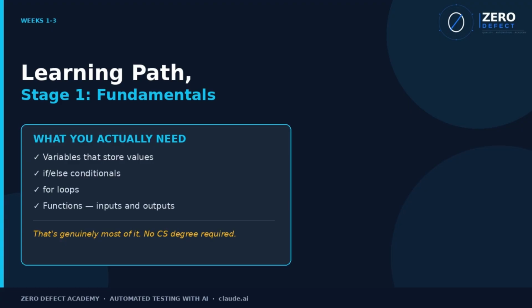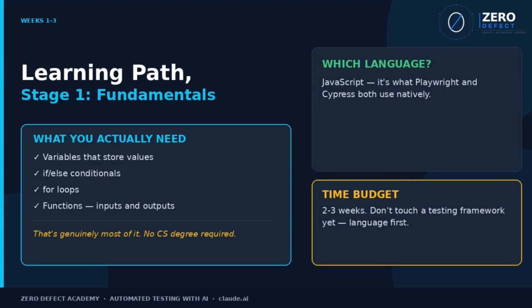Pick one language. JavaScript is the most practical choice right now because it's what Playwright and Cypress both use natively. And spend 2 to 3 weeks on just those fundamentals using any free interactive course. Don't try to learn a testing framework yet. Get comfortable with the language first.